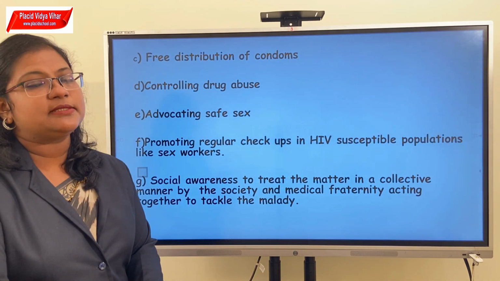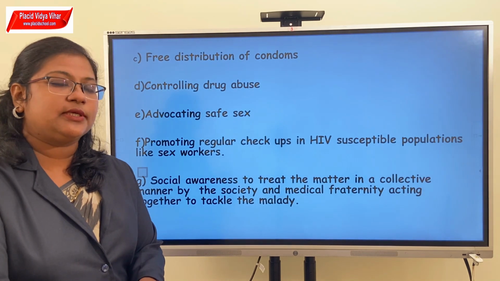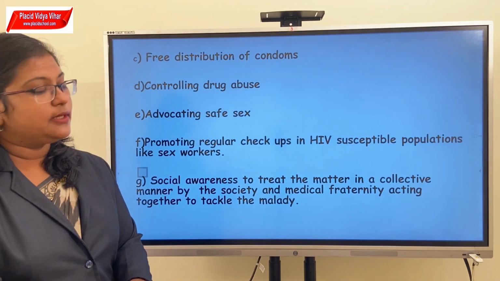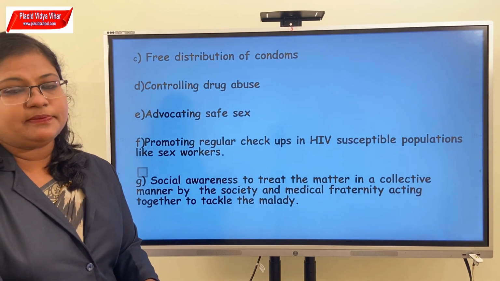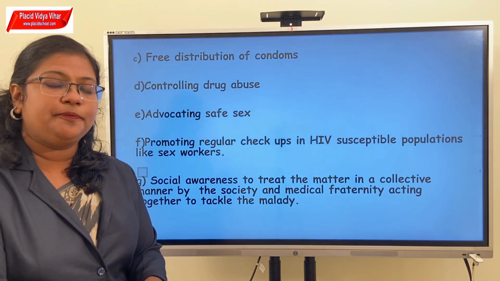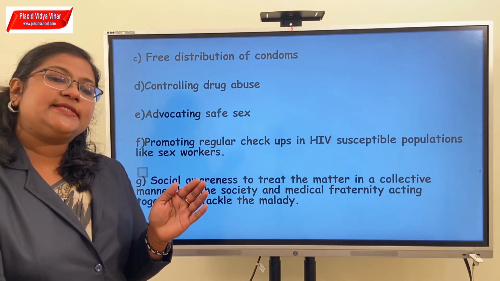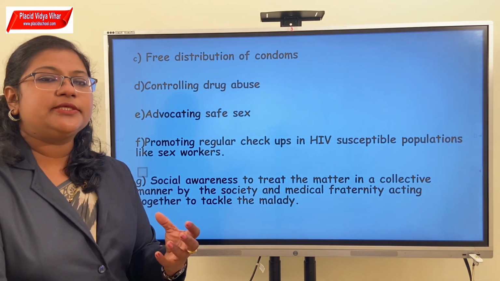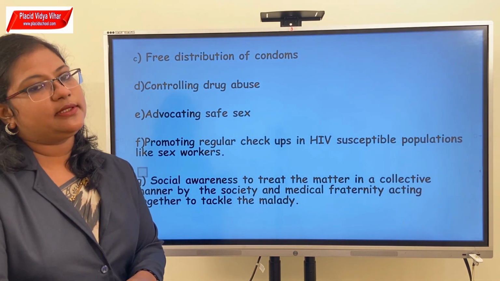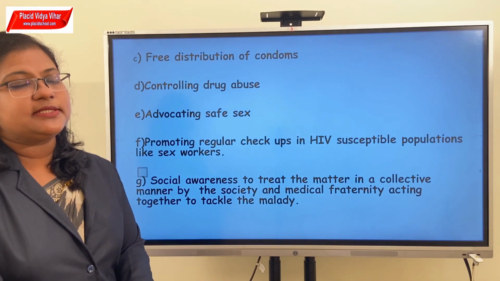Advocating safe sex by promoting the use of condoms, especially among sex workers. Then controlling drug abuse. Then promoting regular checkups in HIV susceptible population. This includes the migrant population, those people who are involved in sex trade. So HIV susceptible population is identified and they are recommended to undergo tests to determine whether they are positive or not. Then finally, social awareness is very important.